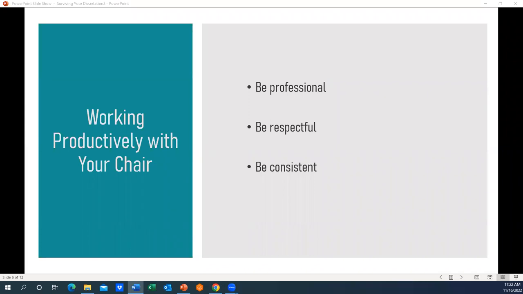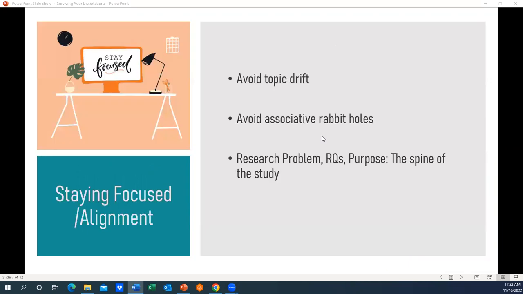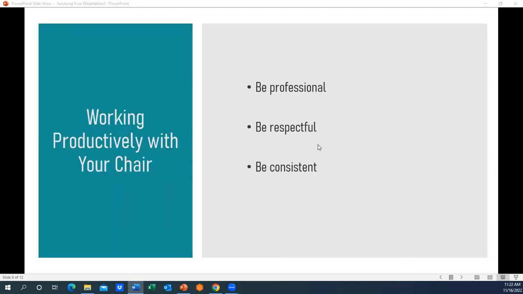Keep your chair in the loop about your plans and plan changes, right? Again, try to stick with time management, so you don't have to come to your chair often and say, hey, whoops, I don't have that to hand, I didn't meet this deadline. That happens periodically. And if it happens once in a while, that's fine. But you want that to be the exception rather than the rule, right?